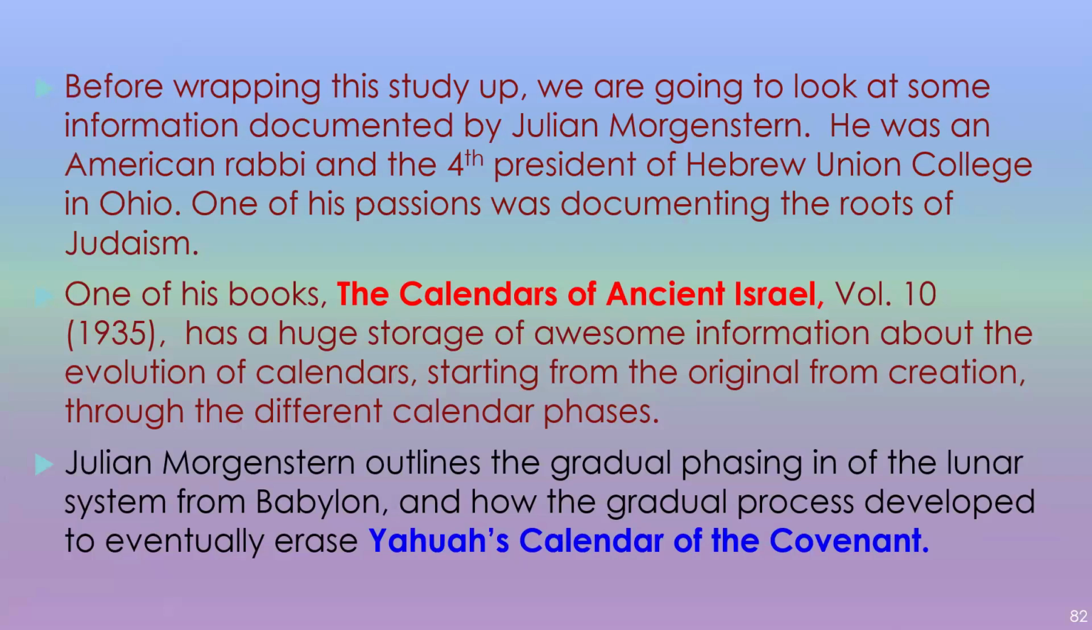Before wrapping this study up, we're going to look at some information documented by Julian Morgenstern. He was an American rabbi and the fourth president of the Hebrew Union College in Ohio. One of his passions was documenting the roots of Judaism. One of his books, The Calendars of Ancient Israel, Volume 10, 1935, has a huge story of awesome information about the evolution of calendars, starting from the original, from creation, through the different calendar phases.